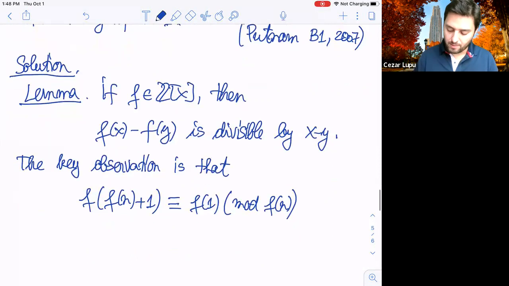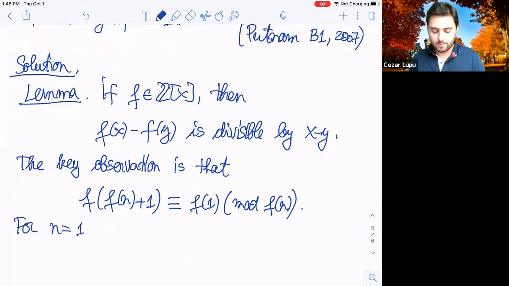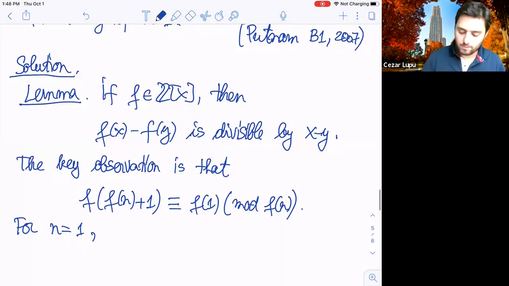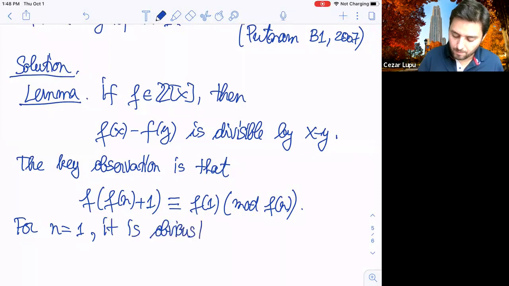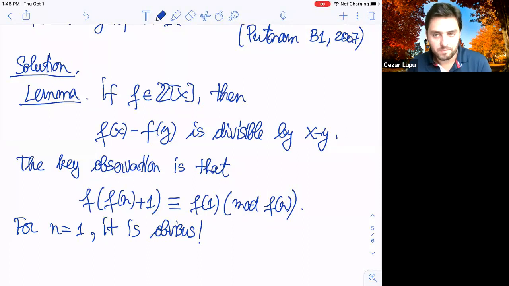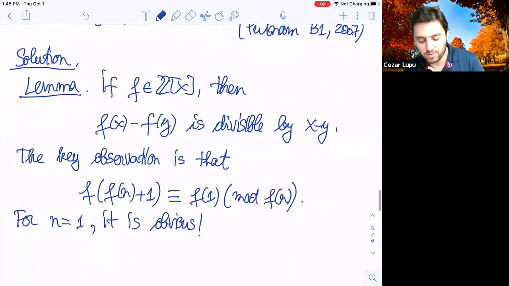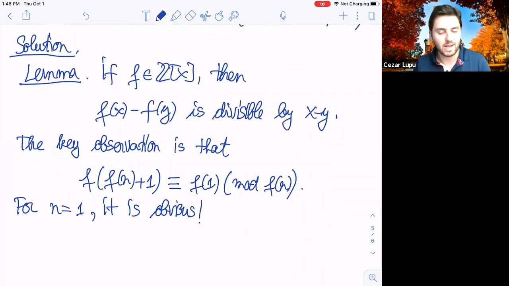So for n equals 1, it is obvious. It follows that, okay, I'm gonna leave it to you. We do have that f of 1 divides f of 1 plus 1. Just look at the observation. Just take n equals 1 in the above equality. All right.